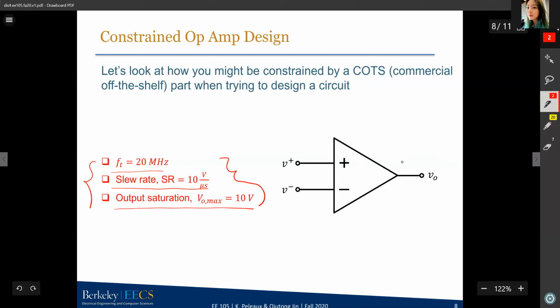So for example, this is a non-ideal op-amp. I have Ft equals 20 megahertz. So the unity gain frequency of the non-ideal op-amp is 20 megahertz. And the op-amp has a slew rate of 10 volts per microsecond, which is just 10 times 10 to the 6 volts per second. And it has output saturation, so the maximum output Vout it has is 10 volts. So those are the constraints the op-amp has.